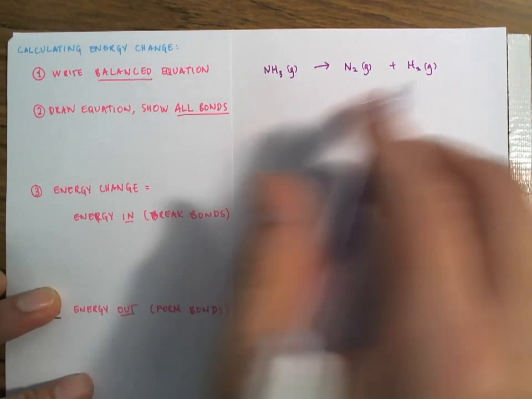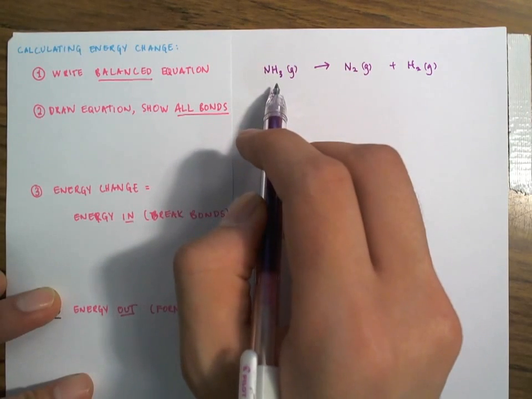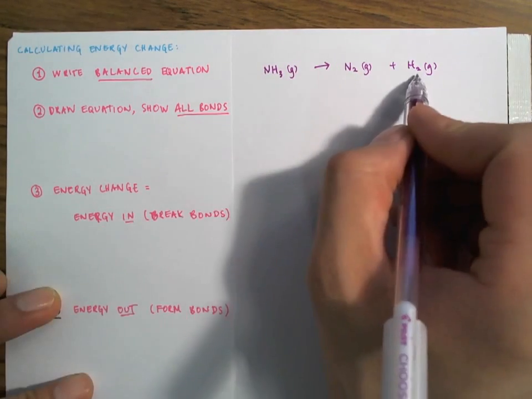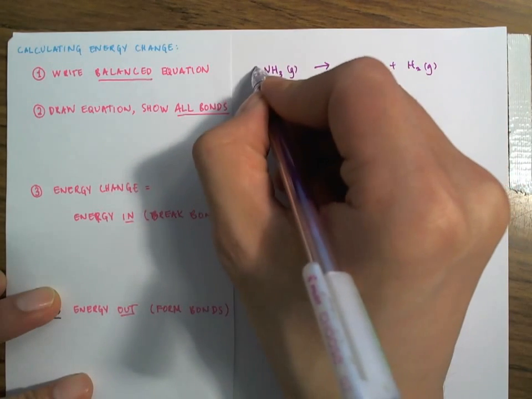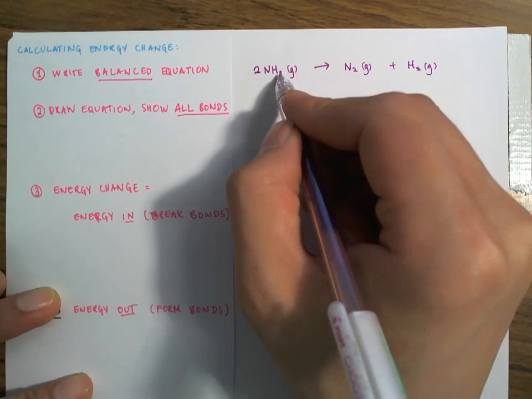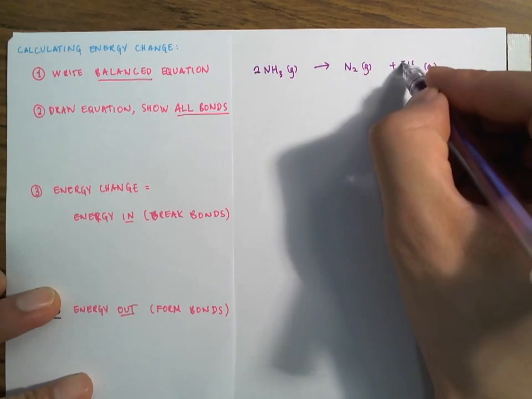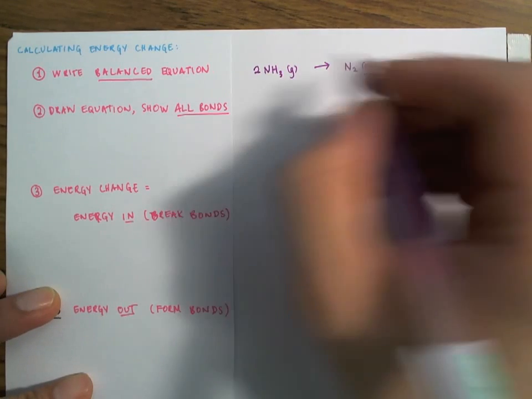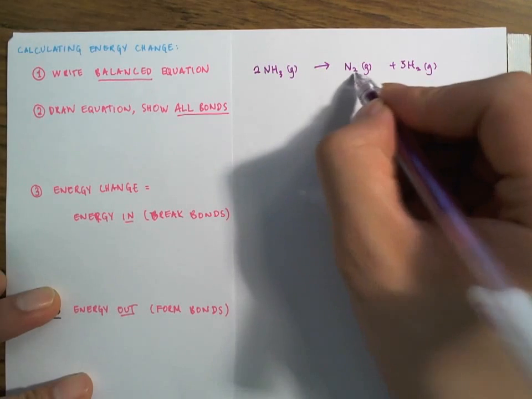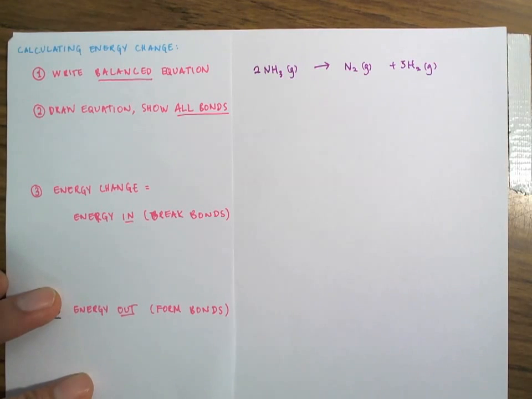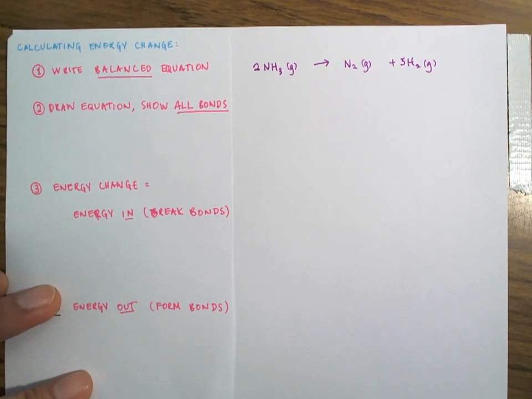And to balance this, because I have an odd number of hydrogens here and I can only ever get even numbers of hydrogens here, I'm going to try and multiply this by 2 to make it even, so that gives me 6 hydrogens, and I need 3 here to give me 6 hydrogens, and I end up with 2 nitrogens, and I already have 2 nitrogens there. So that is the balanced equation.